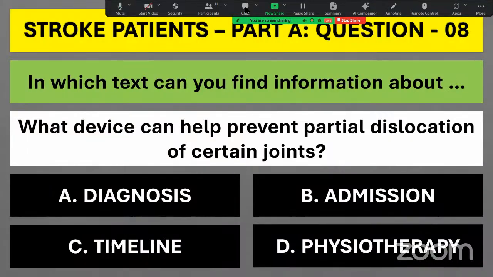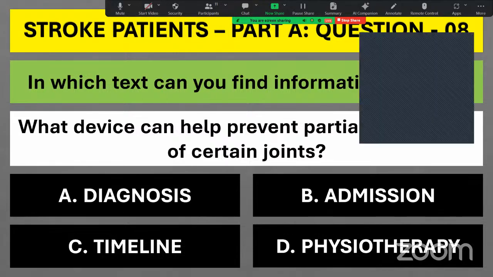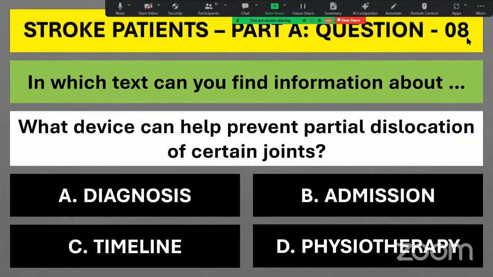Now here, question 8. What device can help prevent partial dislocation of certain joints? Will you get this one in diagnosis? Will you get this one in admission? Will you get this one in timeline? Or will you get it in physiotherapy? Imagine.